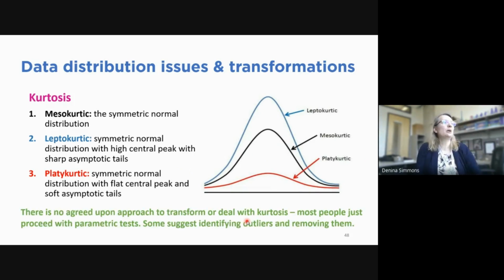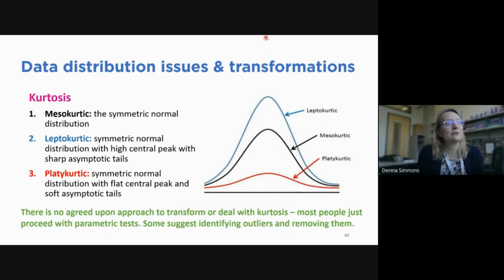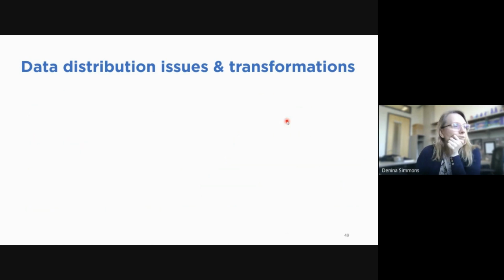So there's no agreed-upon approach for transforming your data for this. Most people proceed with parametric tests, even if it's a little platykurtic or leptokurtic. Some people suggest identifying outliers and removing them, because an outlier over here and over here, for instance, may make your data more platykurtic, or a few outliers up in the middle of your distribution, which shouldn't be outliers, might help reduce your leptokurtosis. But I don't buy it. Okay.